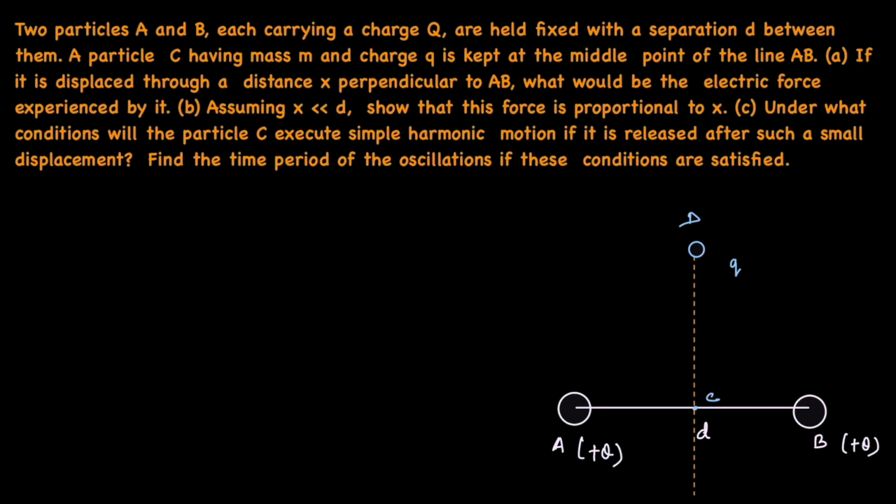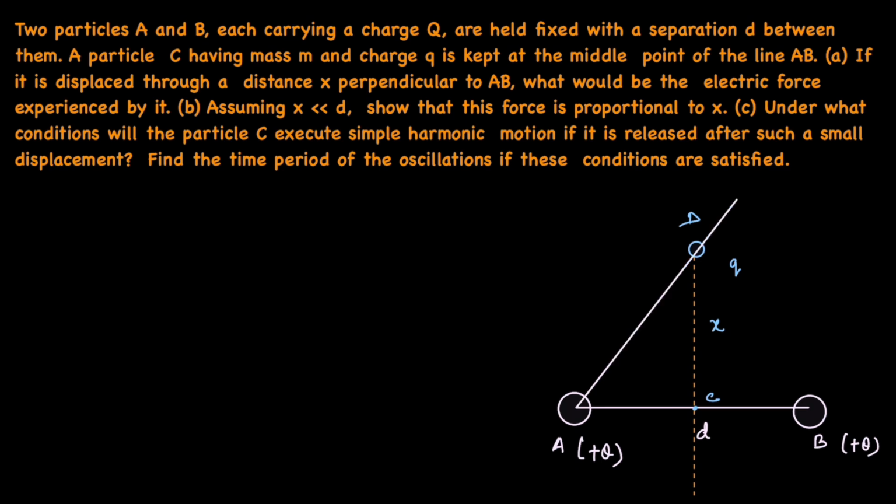In this question, it is given that two charged particles A and B carrying a charge of capital Q are placed at a distance d. If CD is a perpendicular bisector of AB, in the first part we have to find the electric force if we displace by a distance x. So here CD is x and we have to find the force at D.